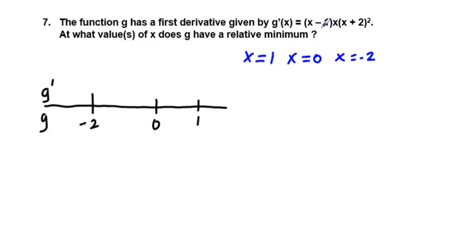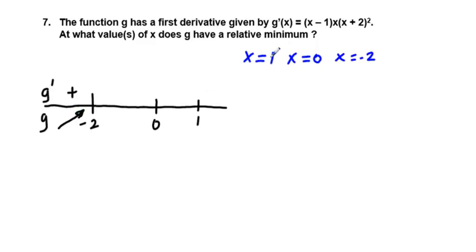So what we're going to do is look at a number less than negative 2. If we take, say, negative 3, then x minus 1 is negative, and x is negative 3. We have a negative times a negative. And the sign doesn't matter in x plus 2 squared, because it's always going to be positive. So what we have is a negative times a negative, so we have a positive here. And so the function g is increasing.